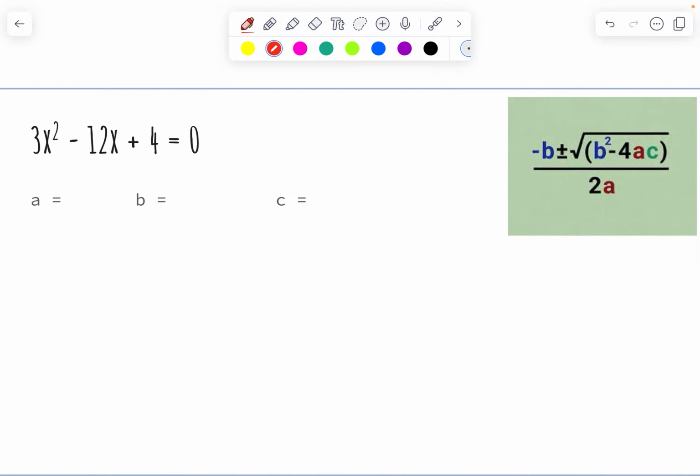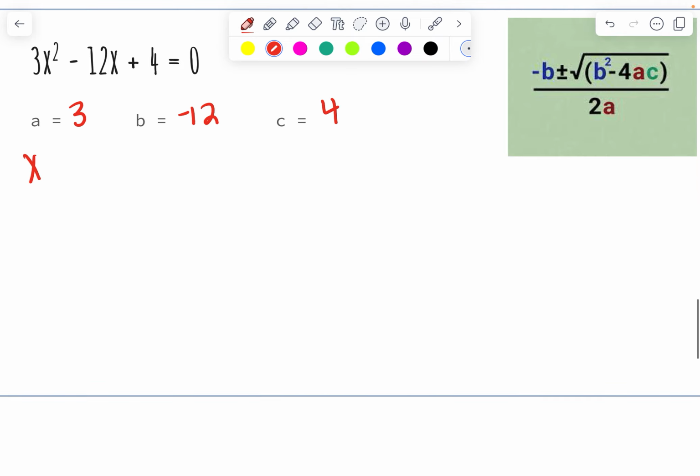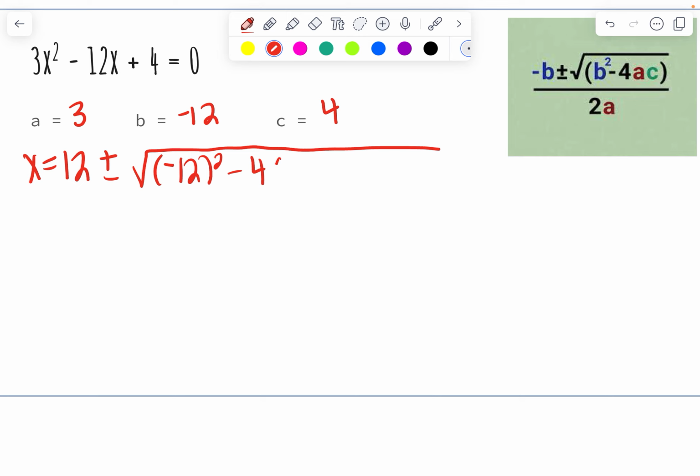A is 3. B is negative 12. C is 4. So x equals the opposite of b, plus or minus the square root of b squared, take away 4 times a times c, all divided by 2 times a.